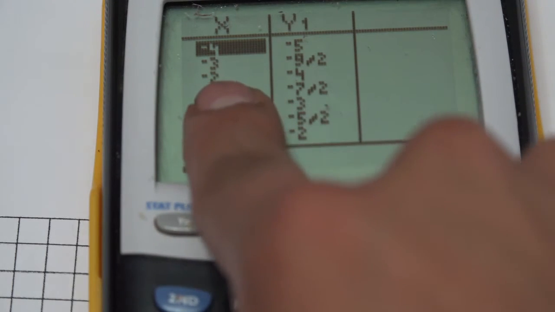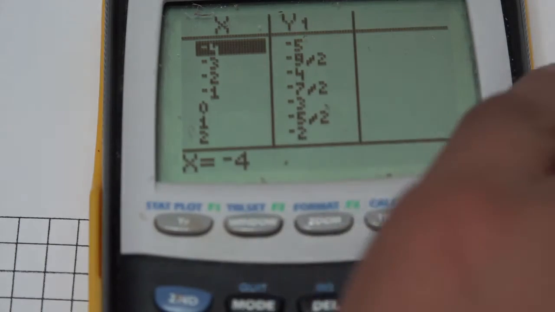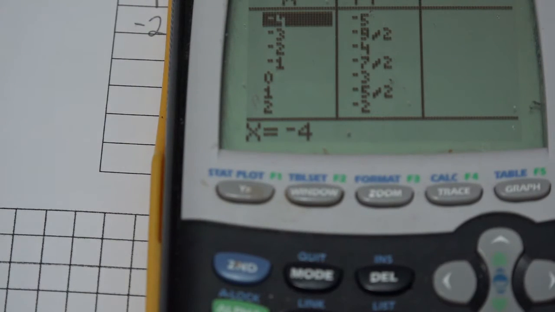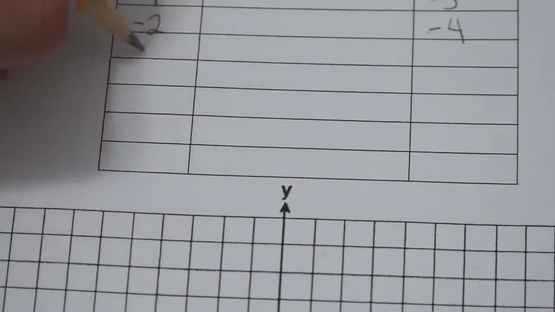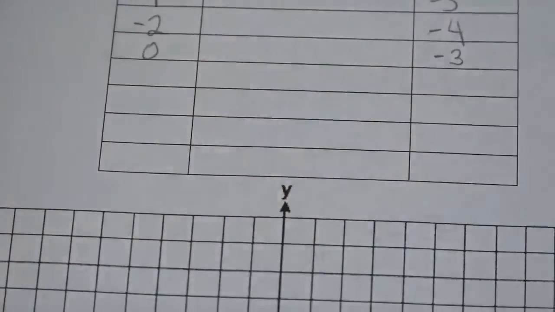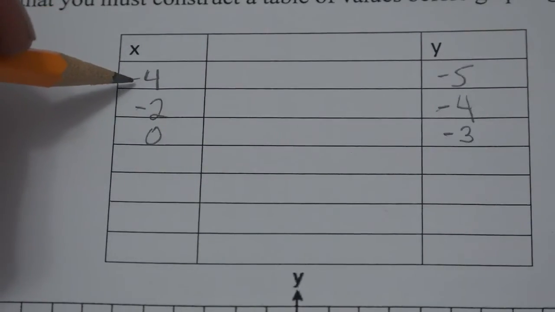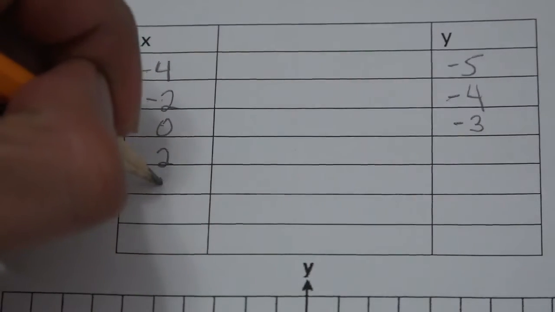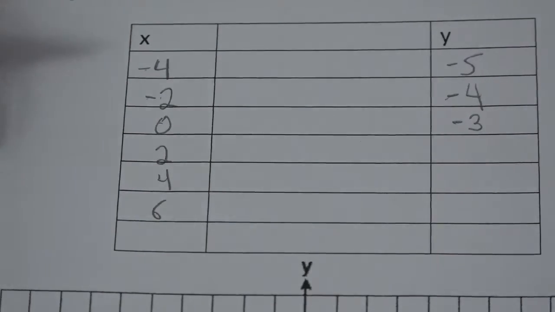See, -2, -4. Then let's skip to 0, -3. Now you notice what the pattern is here, right? I'm going by 2s, and I'm gonna show you why. So -4, -2, 0. So then there's gonna be 2, 4, 6. And here, look, -5, -4, -3. So this should be -2, -1, 0. That's more than enough to trace a line.